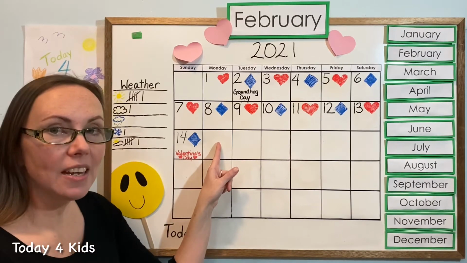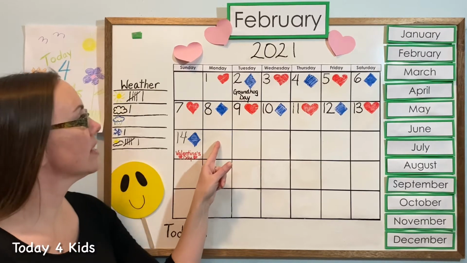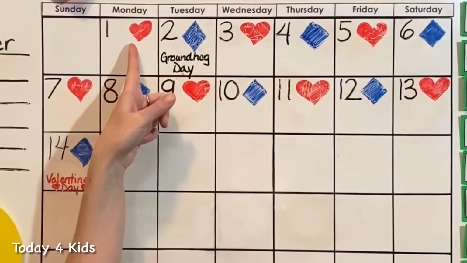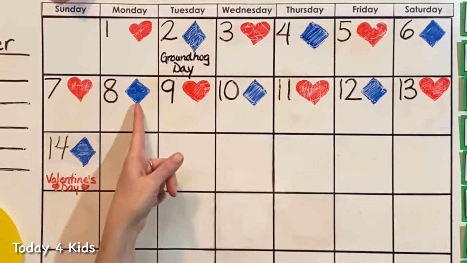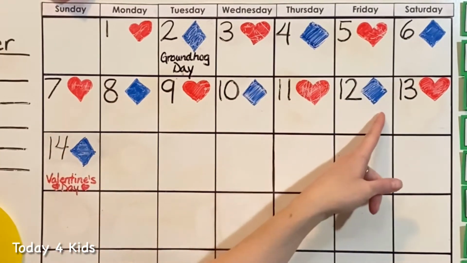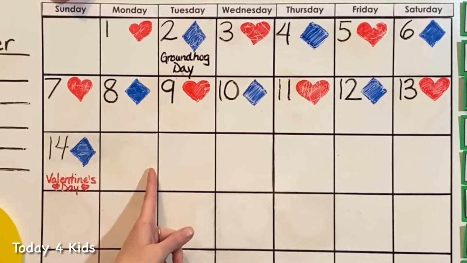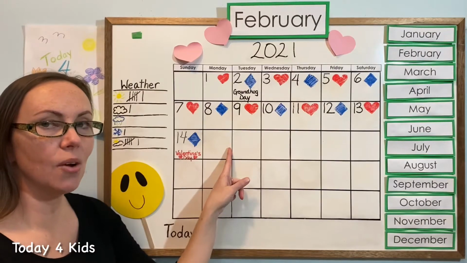Let's go back to the beginning and do our pattern together and see if we're correct. Are you ready? Red heart, blue rhombus, red heart, blue rhombus, red heart, blue rhombus, red heart, blue rhombus, red heart, blue rhombus, red heart, blue rhombus, red heart. Did you guess a red heart?